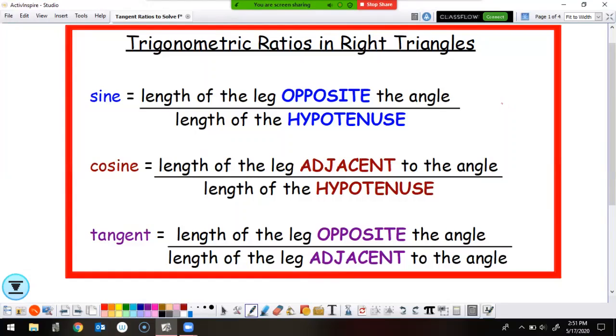In previous videos, we have looked at using the sine ratio, which is the opposite leg over the length of the hypotenuse, the cosine ratio, which is the length of the adjacent leg over the hypotenuse, to find the lengths of missing sides of right triangles. In this particular video, we're going to focus on tangent, the length of the opposite side over the length of the adjacent side, to find the length of the missing side of a right triangle.